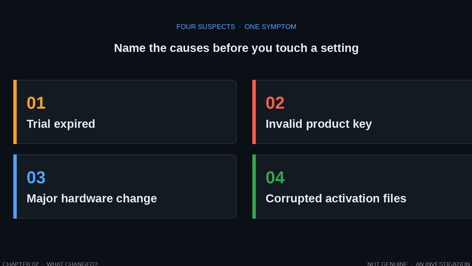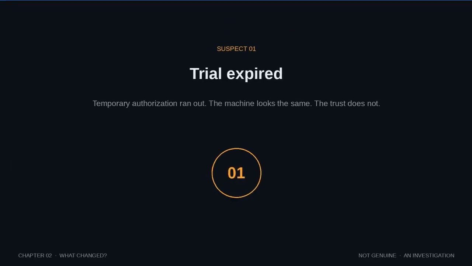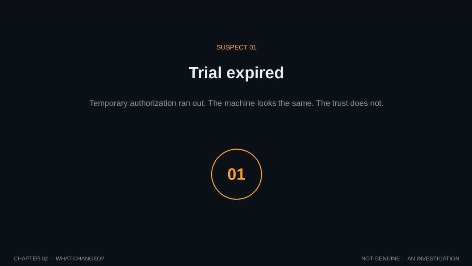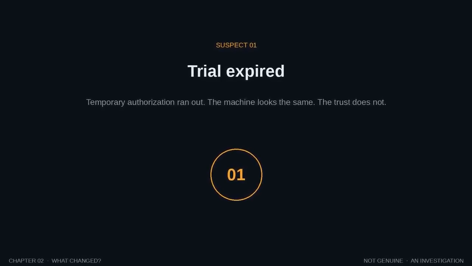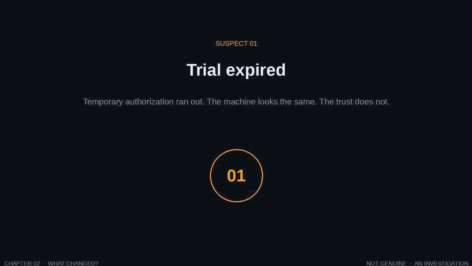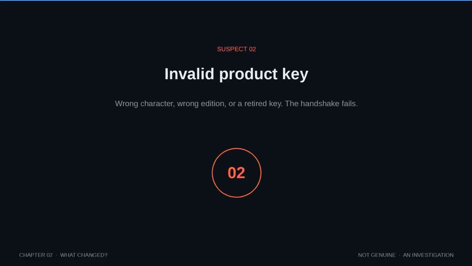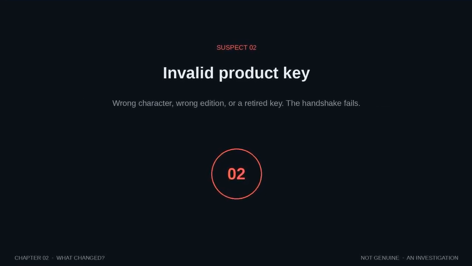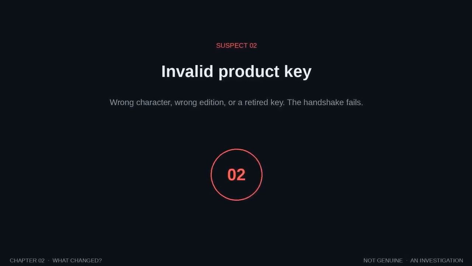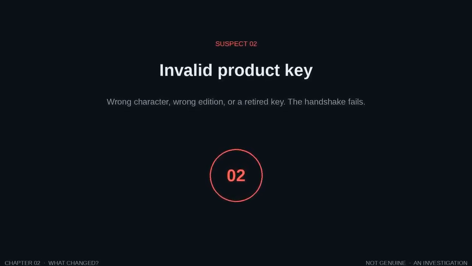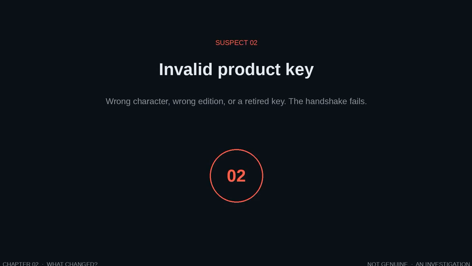Many installations begin life on temporary authorization. When the clock runs out, Windows does not become a different product overnight. It simply stops granting the privileges of a verified license. The machine looks the same, the trust does not. Suspect 2, the product key is invalid or was entered incorrectly. A product key is an identity string. One wrong character, a key meant for another edition, or a key that has already been retired from service, and the activation service refuses the handshake. From the desktop, that refusal still looks like the same watermark.